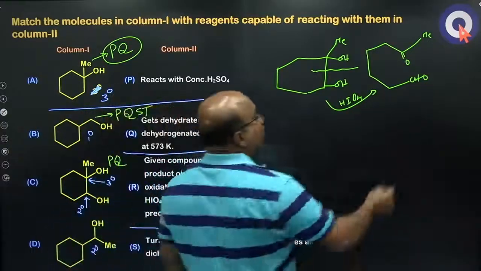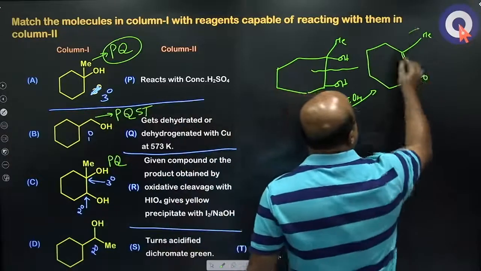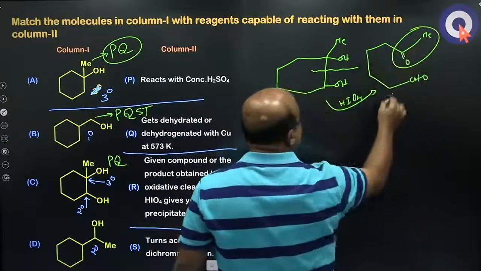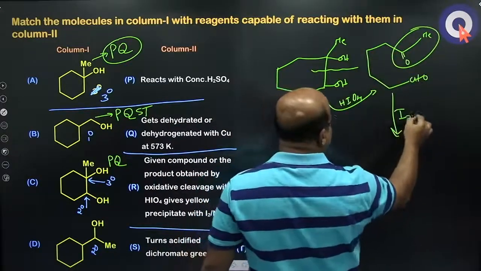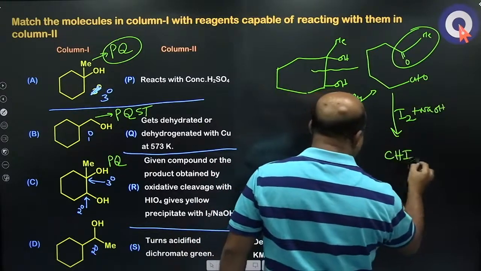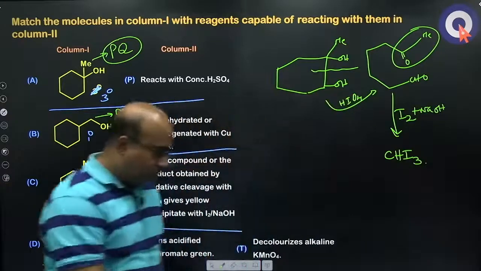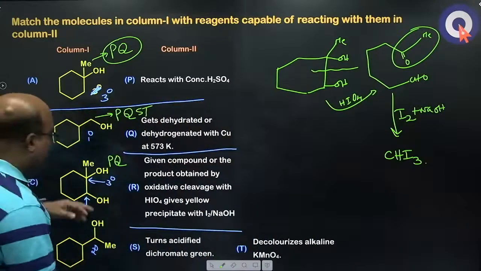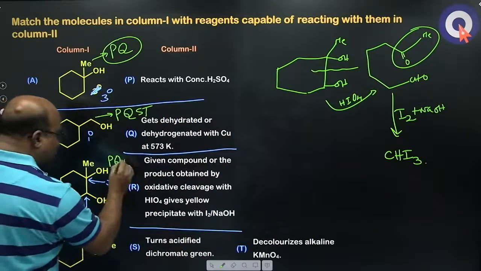But can it give the iodoform reaction? Yes. We have C double bond O with Me. It can give iodoform, so with I2 plus NaOH it will give CHI3. So for this also R works.